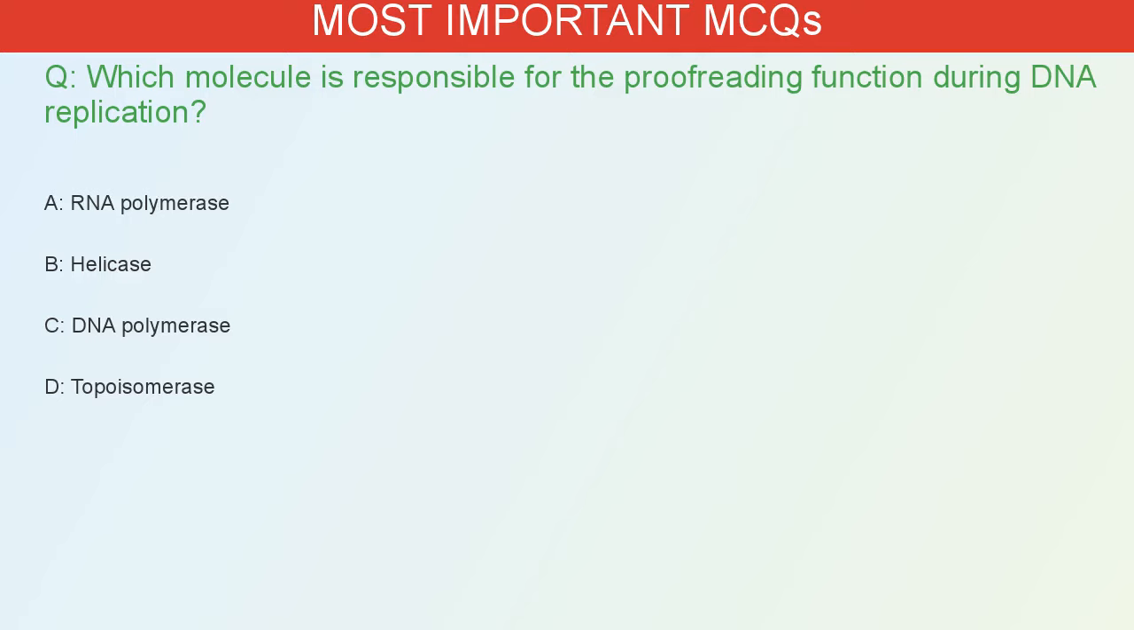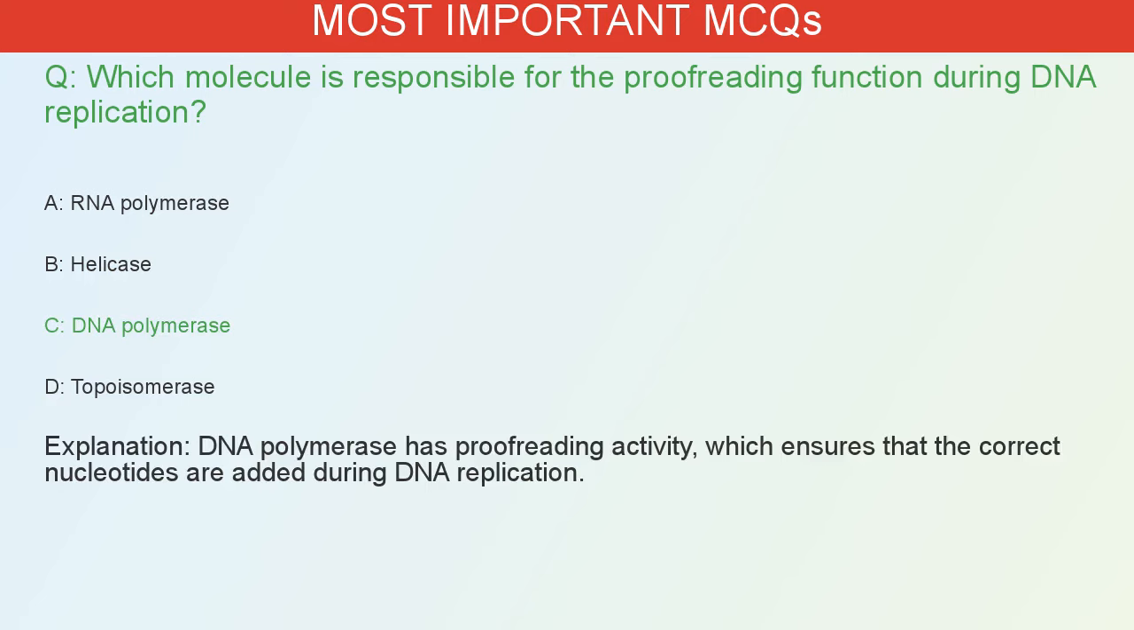Which molecule is responsible for the proofreading function during DNA replication? A. RNA polymerase. B. Helicase. C. DNA polymerase. D. Topoisomerase. The correct answer is C. DNA polymerase has proofreading activity, which ensures that the correct nucleotides are added during DNA replication.